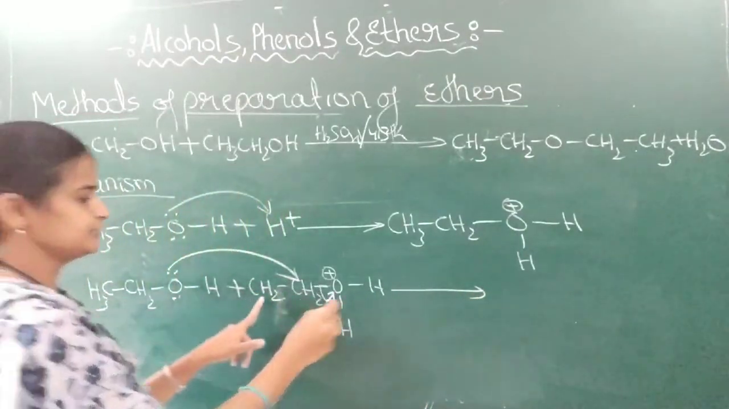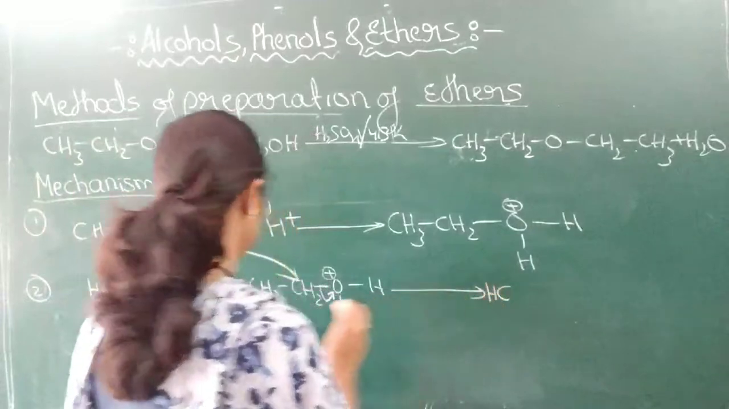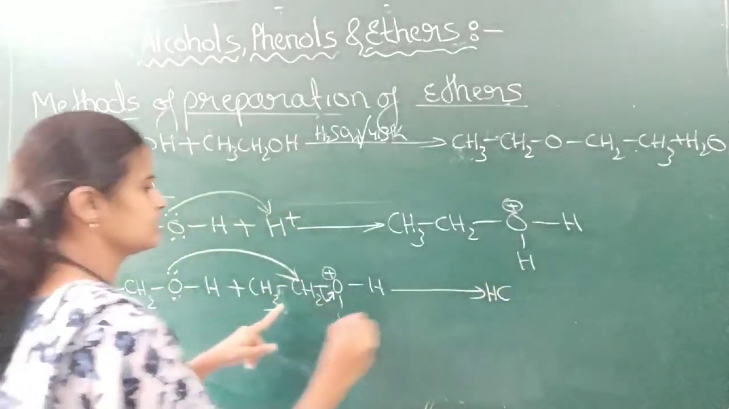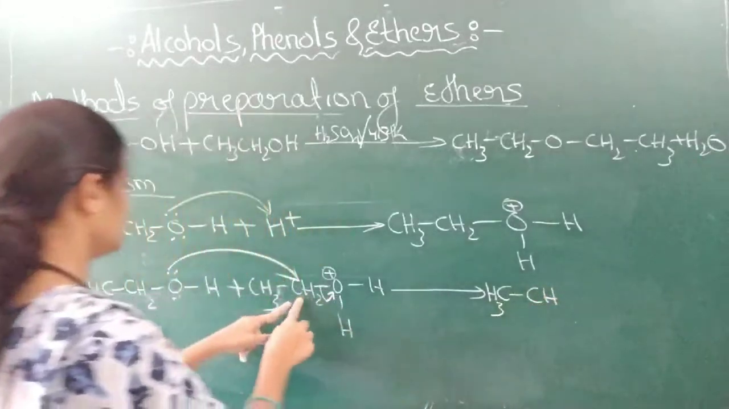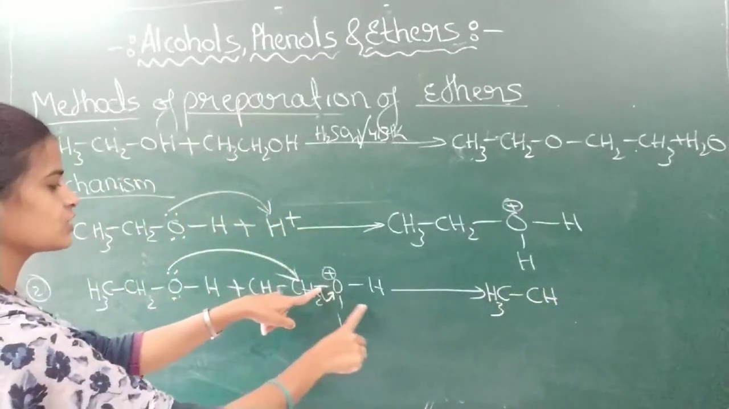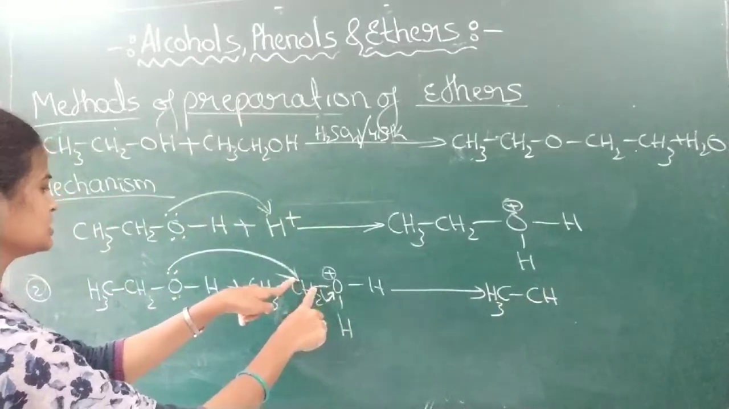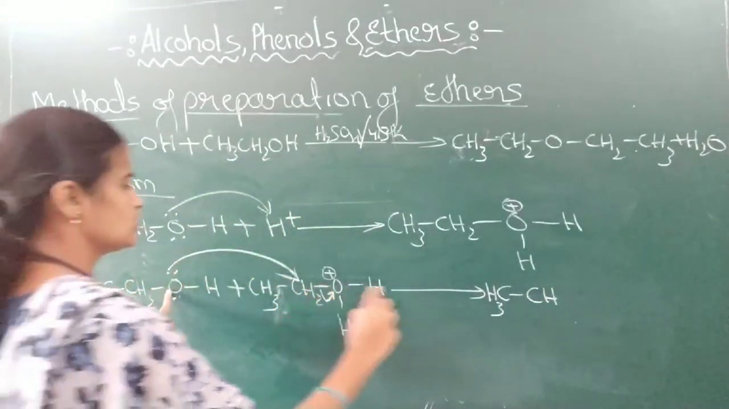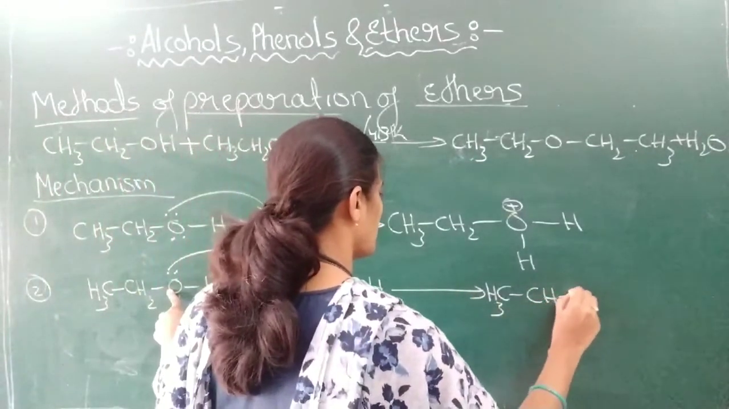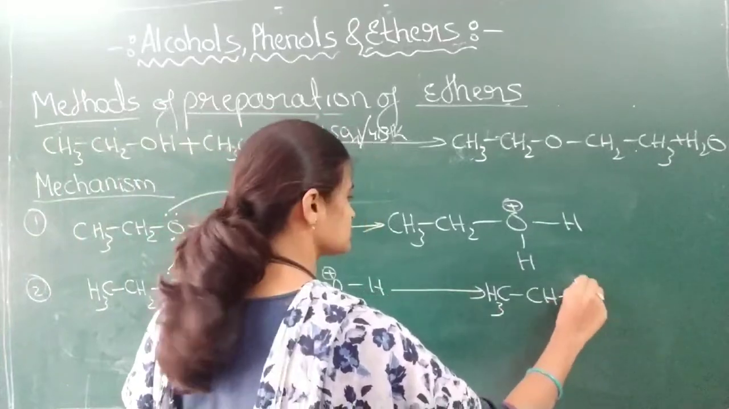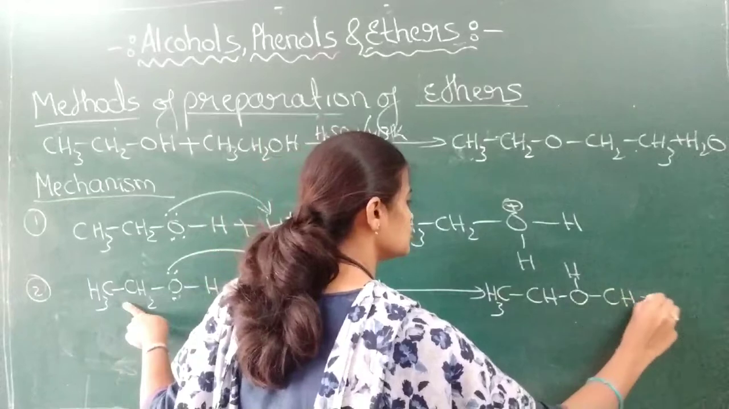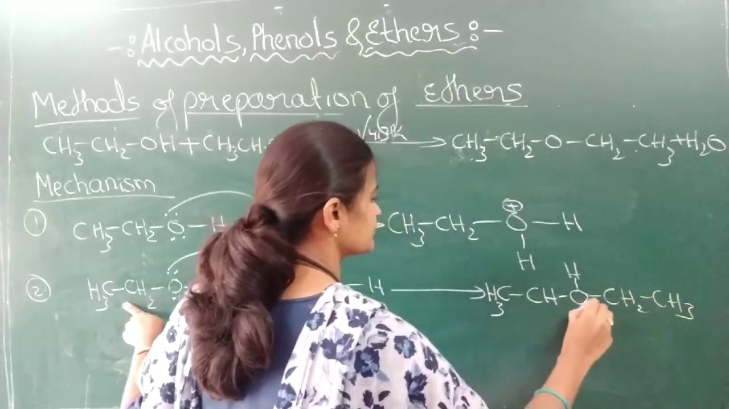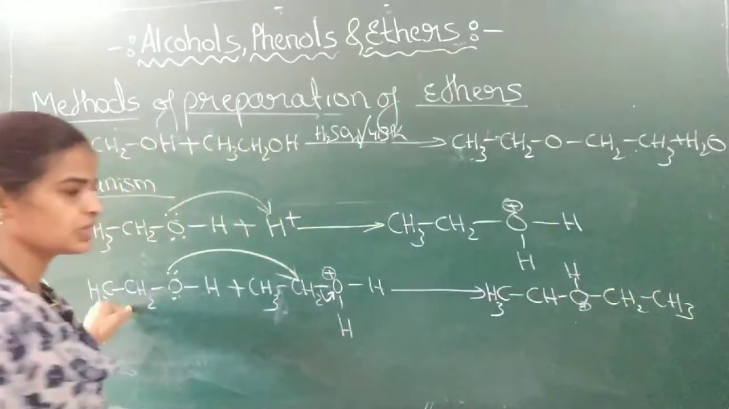See now, I am writing this. I have to write it as CH3CH, and this has gone out as a water molecule. So to this carbon atom, what is attached now? Oxygen is attached. To that oxygen, one hydrogen is attached, and on one side CH2CH3 is attached. It will get positive.